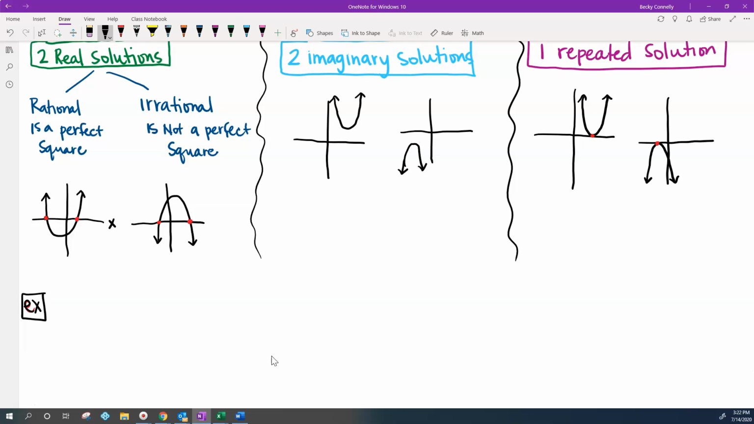So I want you to determine what type and what kind of solutions is what you're doing on this. So use the discriminant to determine what type and how many solutions.